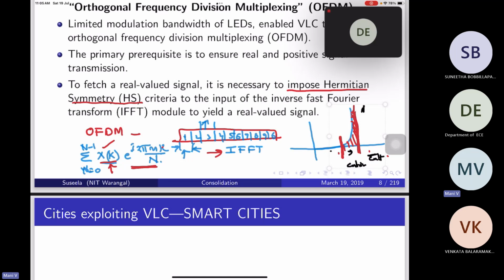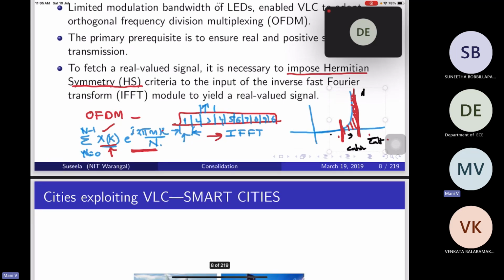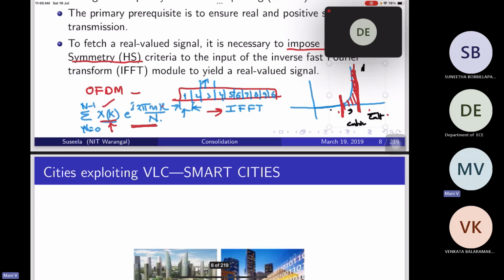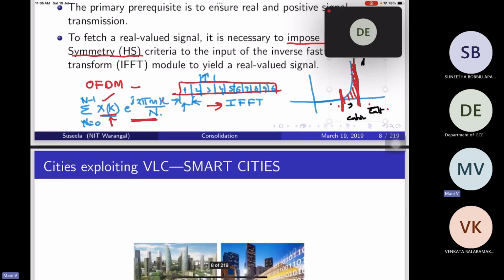Okay. So now there is one technique called Hermitian symmetry. Hermitian symmetry is one technique. This makes your signal always positive. So for visible light communication, we use Hermitian symmetry as one of the transform techniques. So this transform technique makes your signal into a positive real signal.